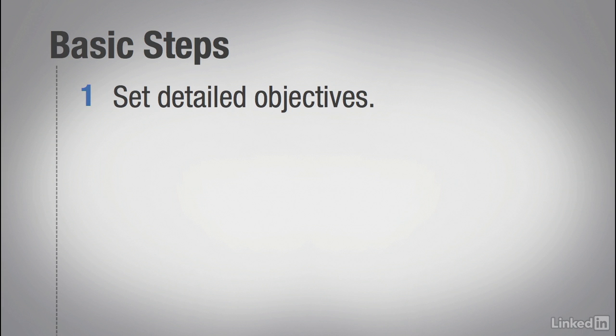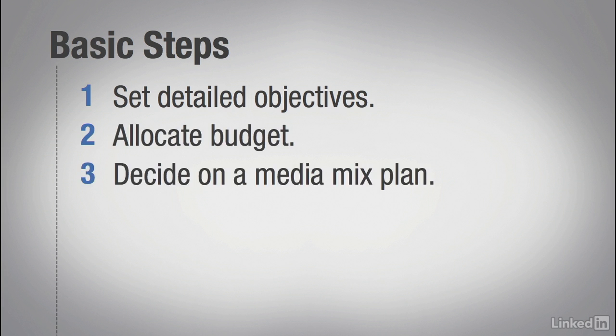Make sure you have clear timeframes with your objectives. For example, how many app installs do you want to achieve in a given period of time, say in 30 days or 2 months? You need to have a clear budget in mind. You'll want to have a media mix plan. Decide where your advertising will be placed.